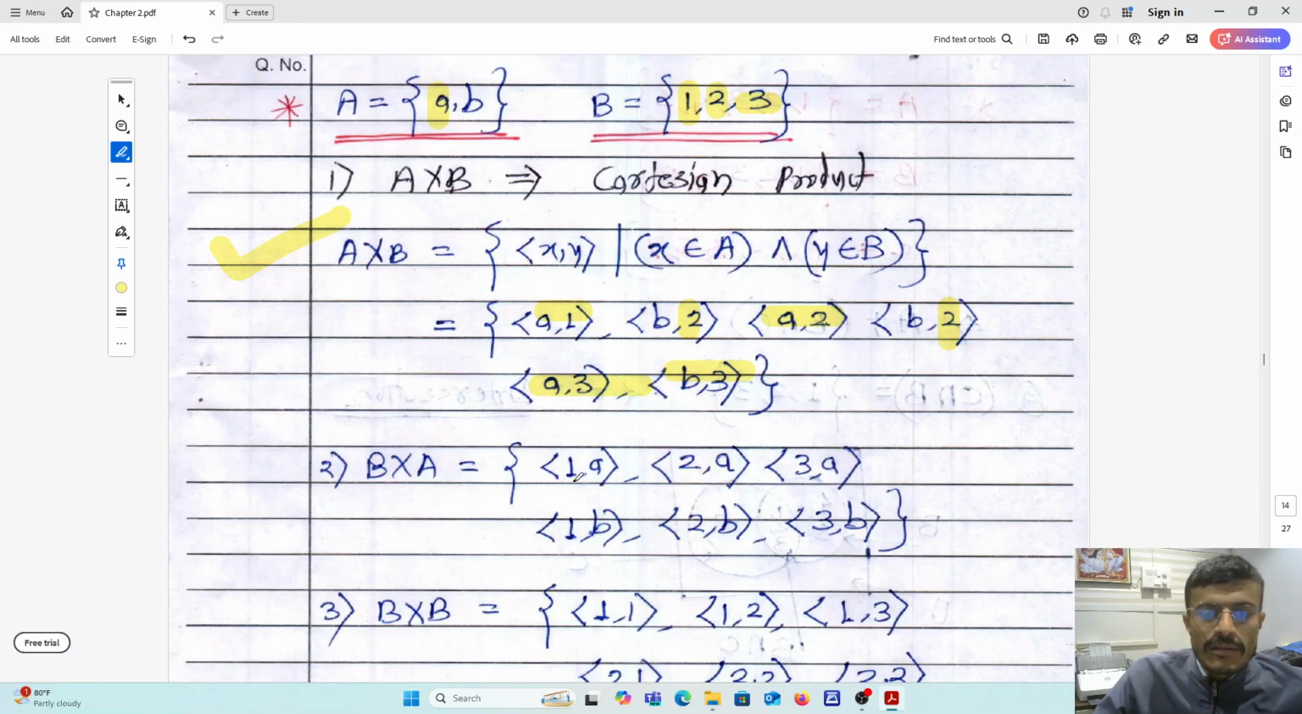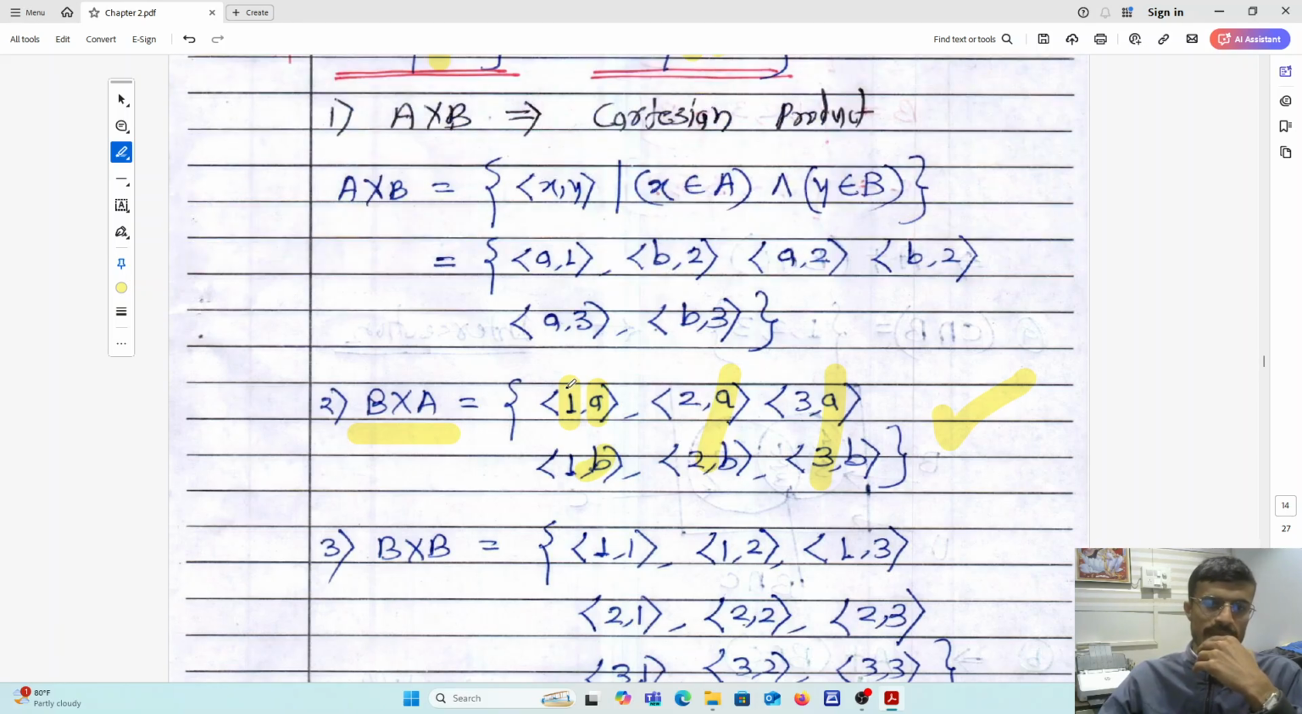Now, B cross A means what? Whenever B cross A, you have to consider elements from B as the domain and elements from A as the range. So you can see here 1 as the domain, and range from A. Then 1A, 1B is there. Then 2A, 2B is there, and 3A, 3B is there. So that is nothing but B cross A.